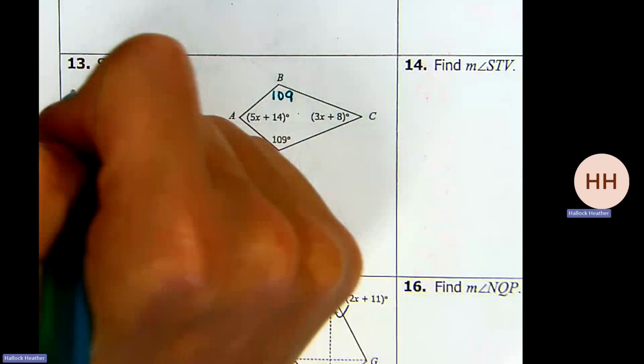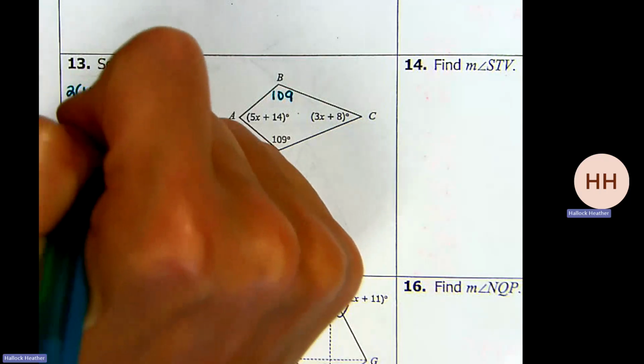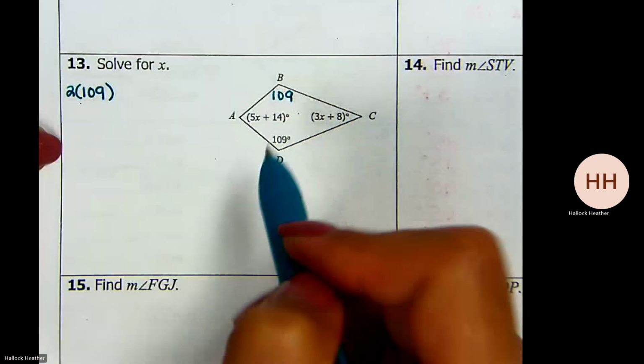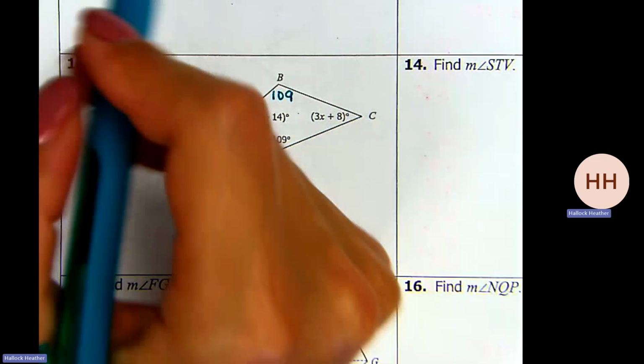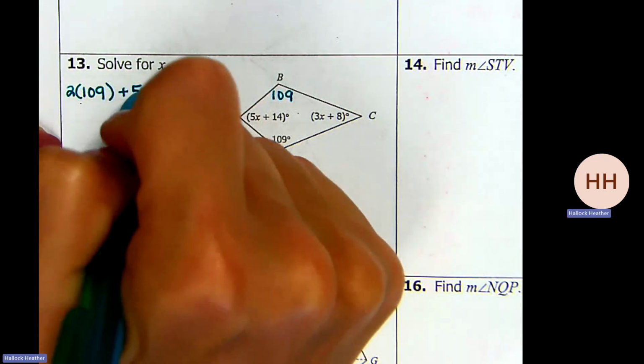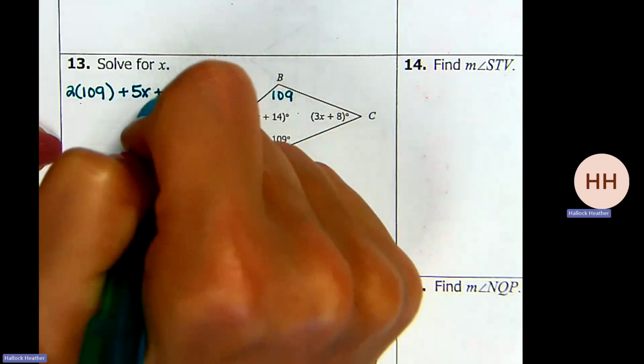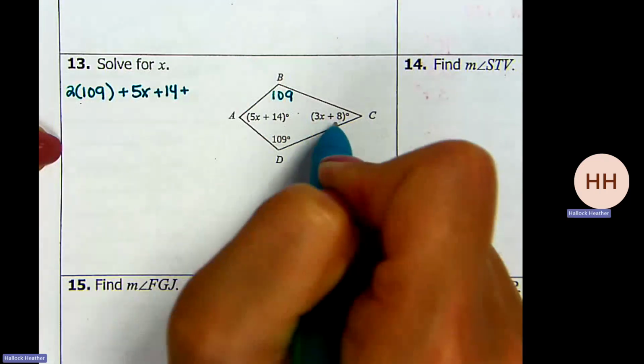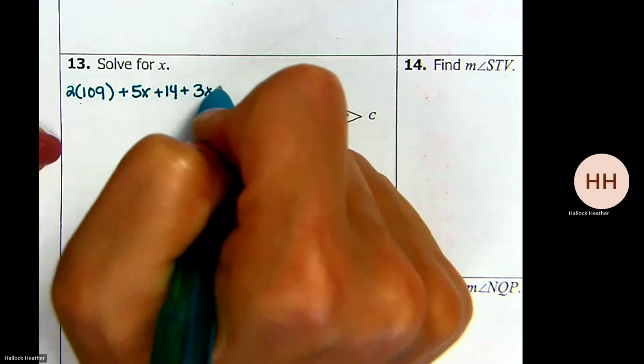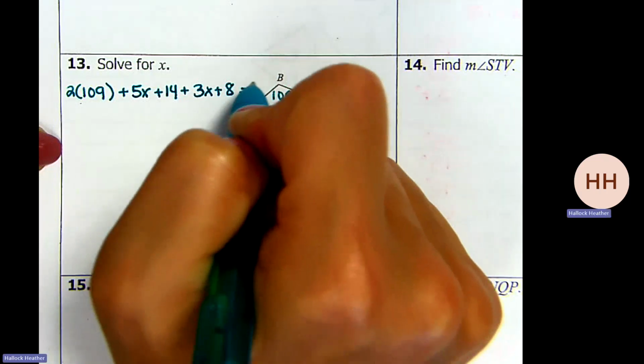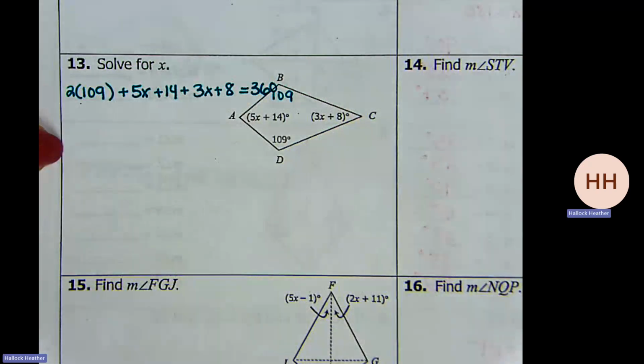So I could do 2 times 109 because there's 2 angles that are 109, plus A and plus C. So plus 5x plus 14 plus 3x plus 8 equals 360 because the whole 4-sided shape is 360 degrees.